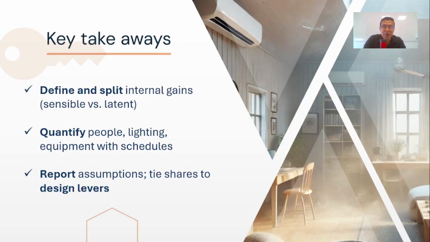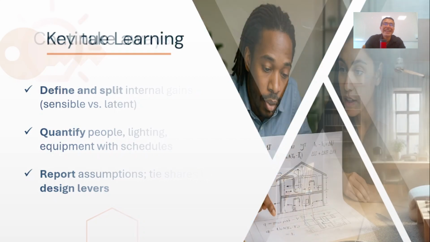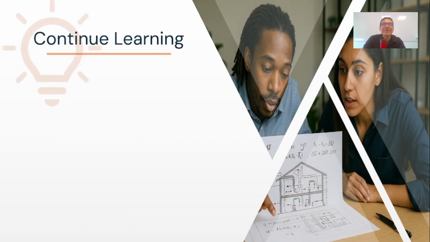So remember to report your assumptions and connect your analysis to real-world design decisions. By showing how each component contributes to the total load, you can clearly demonstrate why you recommend specific design levers, whether that's installing better lighting control, selecting more efficient equipment, or adjusting ventilation strategies. This is how your analysis directly supports energy and comfort goals.